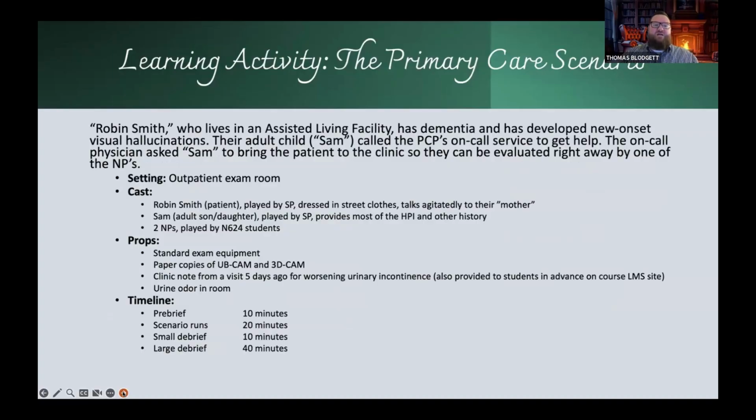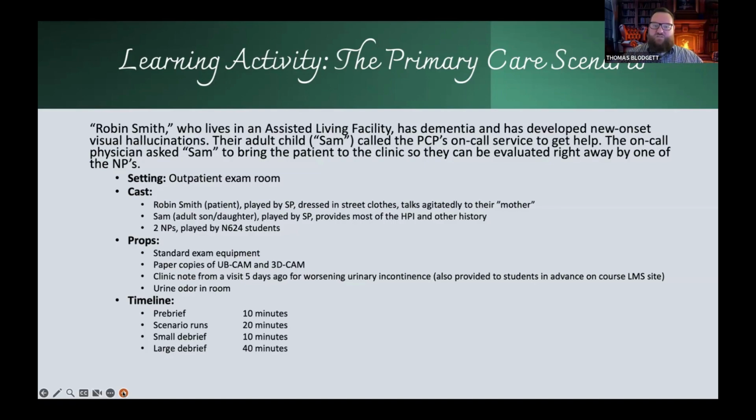I won't go into too many of the details, and I'm happy to share these with anyone if they're interested. But the scenarios focus on a patient named Robin Smith who lives in an assisted living facility and has dementia. She started developing new onset visual hallucinations involving her mother. And Robin's older adult child, Sam, calls the office and is like, hey, we got to get mom in.